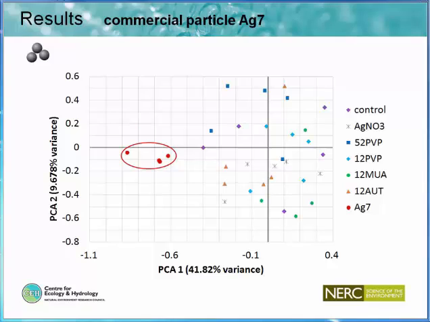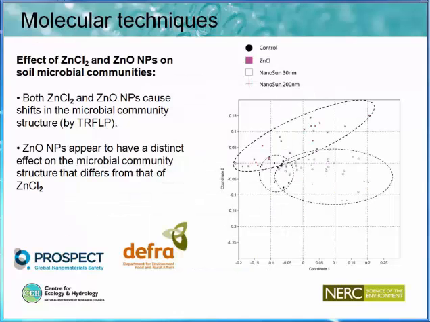And this is quite important because, of course, essentially we want to risk assess commercial particles. If we don't really know what they are, or if they're having different effects to any particle plus capping agent that we could make in the laboratory, where does that leave our risk assessment?